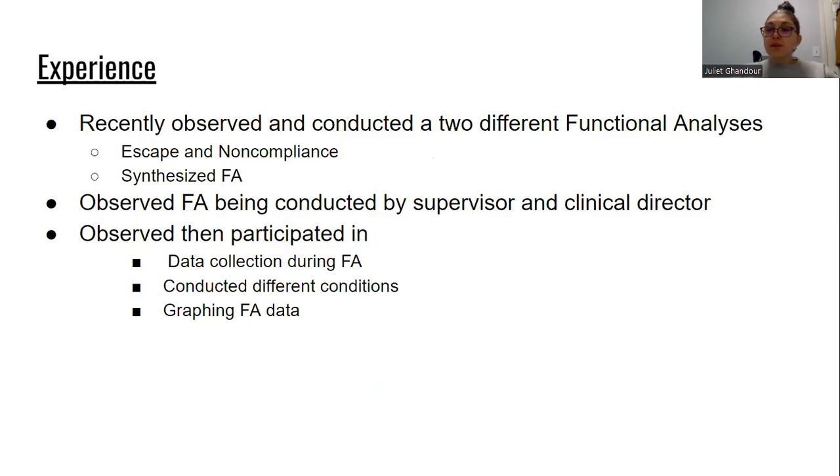I do have some experience in conducting FBAs and FAs. Recently, I have been a part of two different functional analyses. One was specifically for escape and non-compliance behaviors, and I also participated in a synthesized functional analysis.